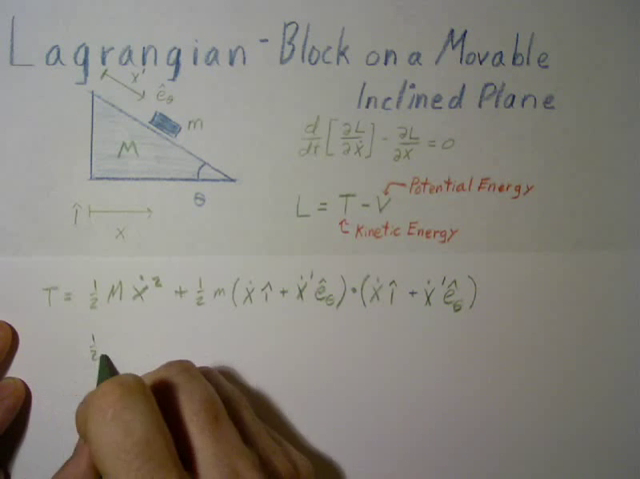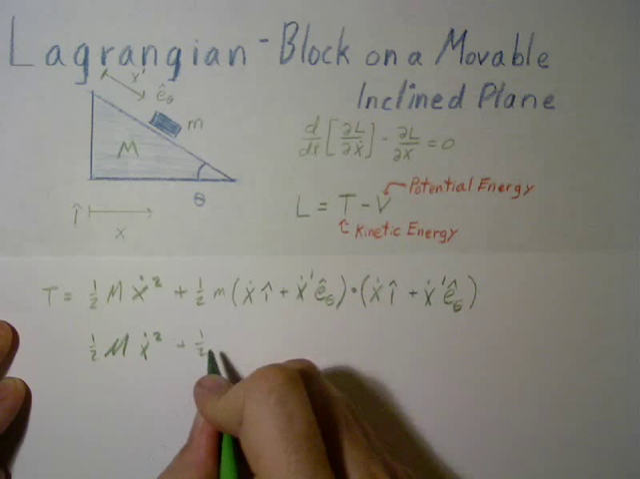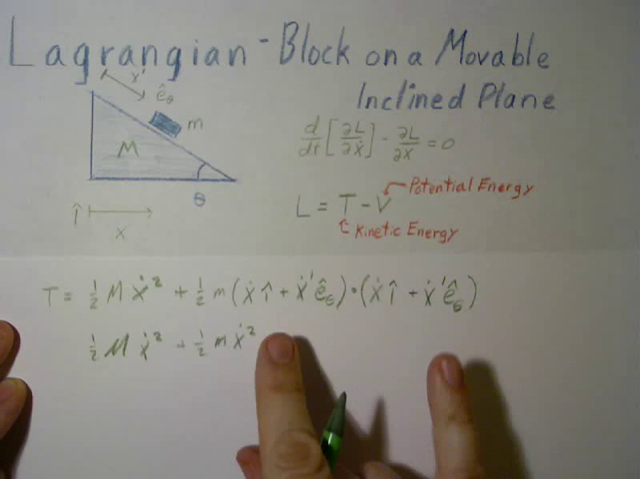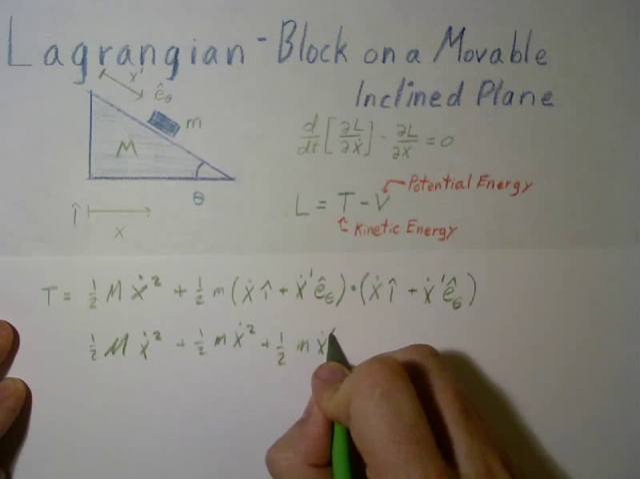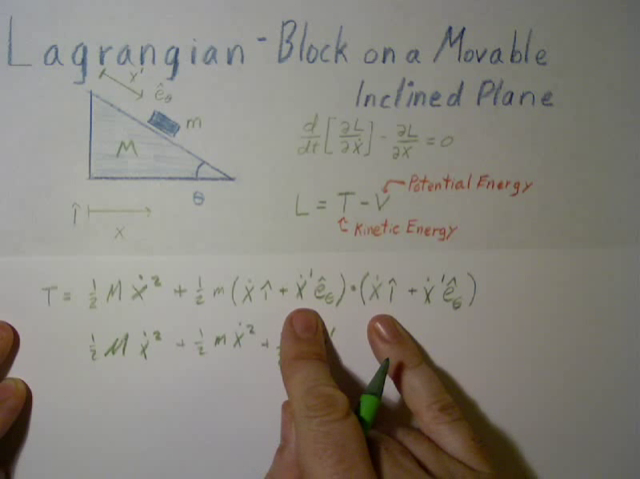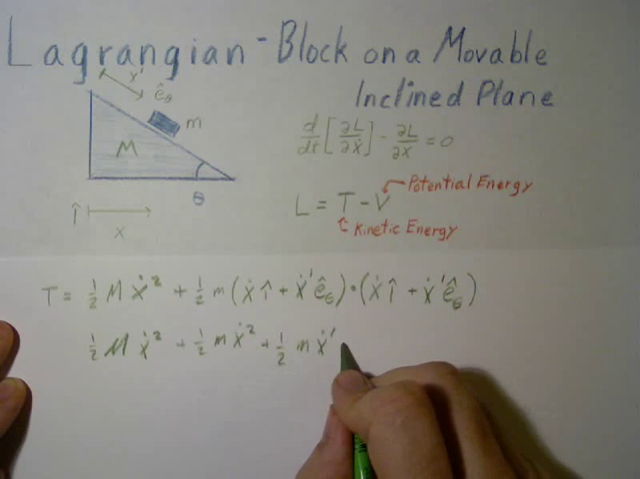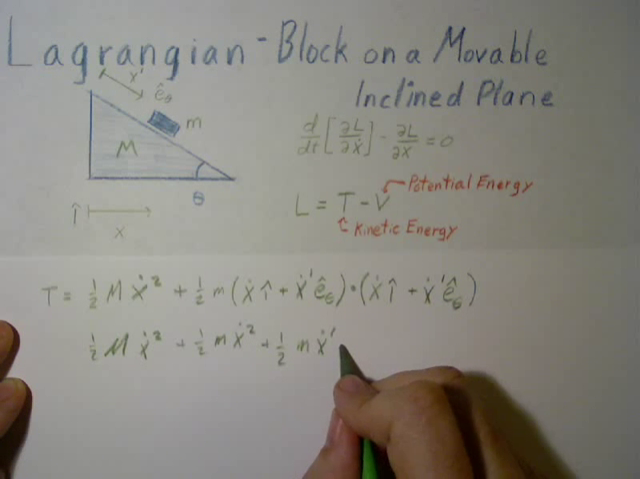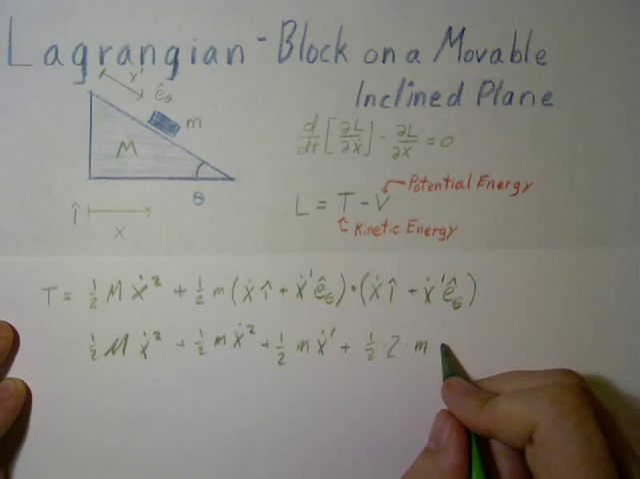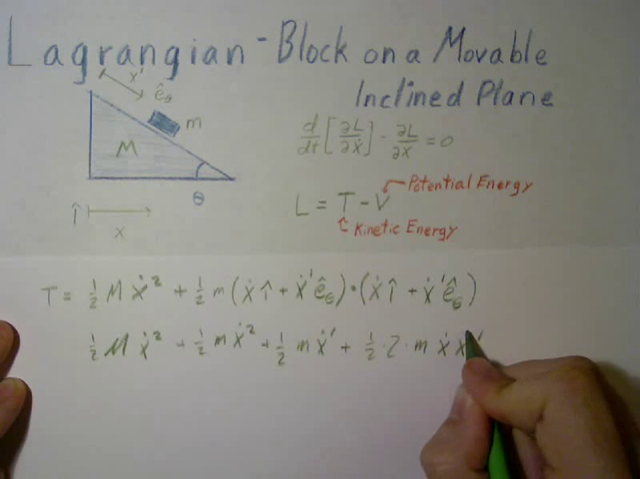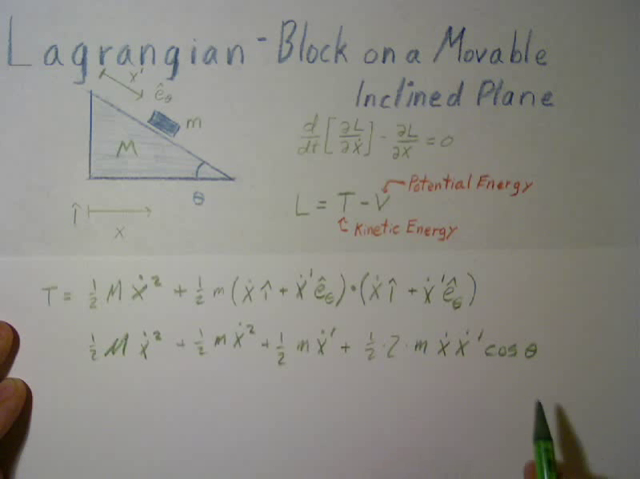This gives us 1/2 capital M x dot squared plus, dotting these two, straightforward, 1/2 m x dot squared. Dot product of those two, straightforward, 1/2 m x prime dot squared. The dot product of these two is both magnitudes times the cosine of the angle between them. You remember your definition of the dot product. That means we can write 1/2 times 2 m x dot x prime dot times the cosine of the angle between them, which in this case is simply cosine theta.